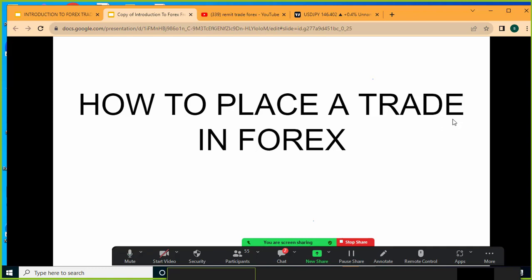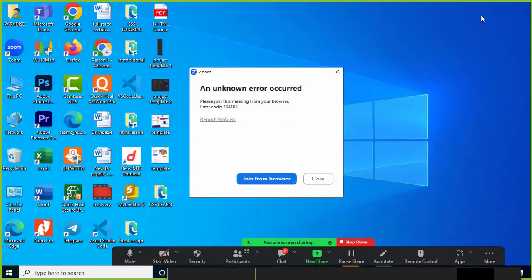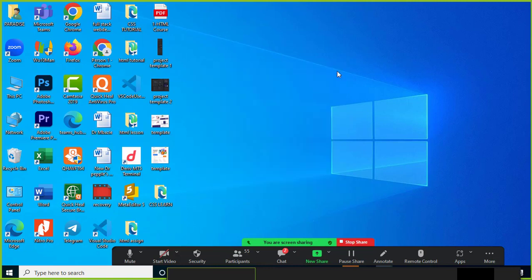Okay, let me do a practical example on a live account. How to place a trade in the forex market, very, very important. So I'll quickly go to my MT5.